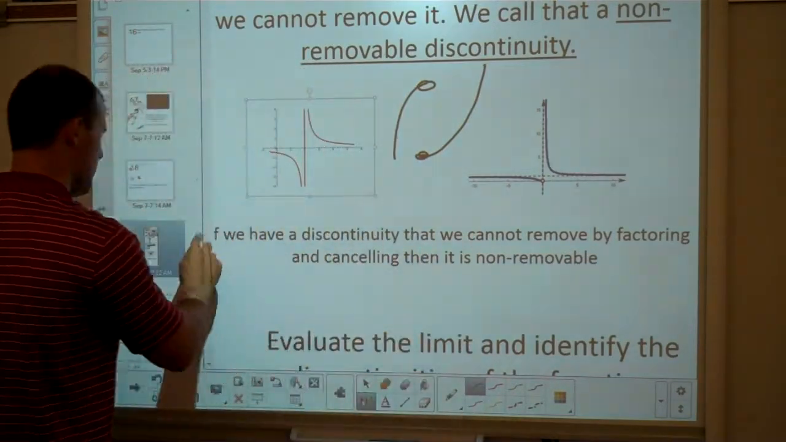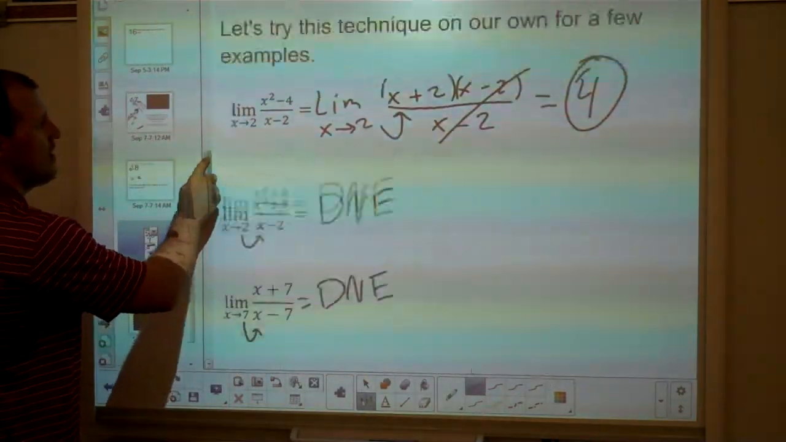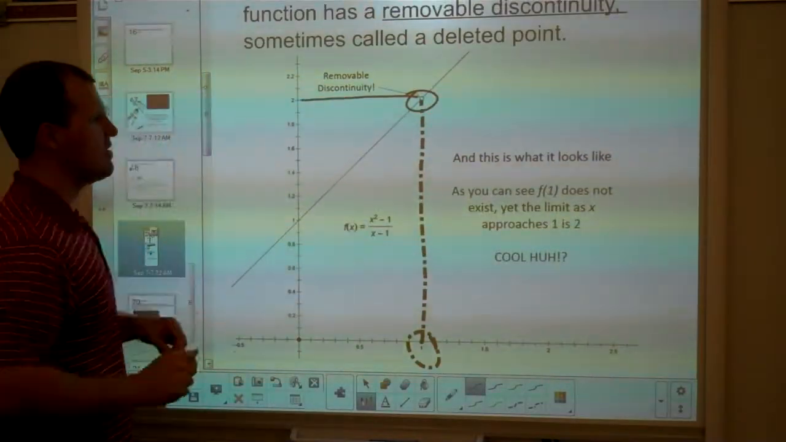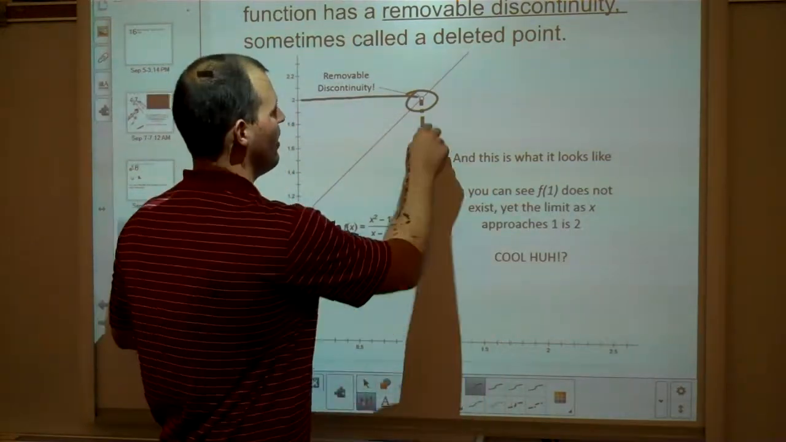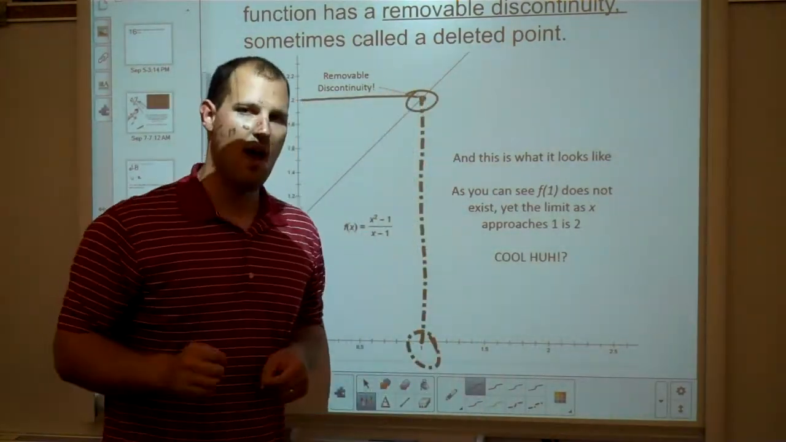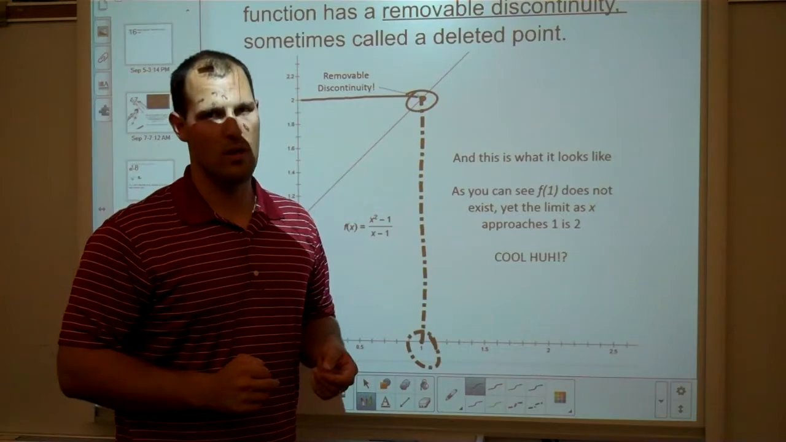In fact, the way my teacher described it, when I took this, he said, if you have a removable discontinuity, you could fix that discontinuity by putting a single point on the graph, and there would no longer be a discontinuity there.